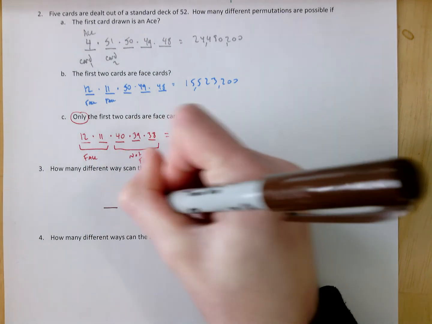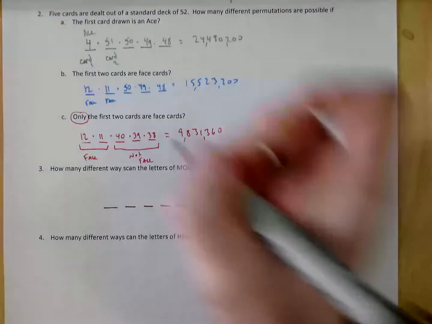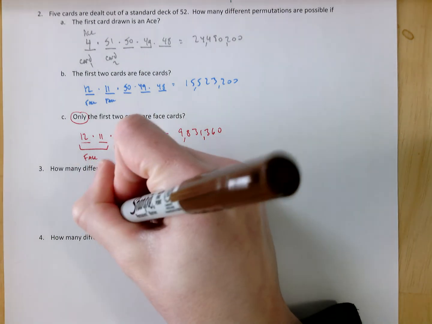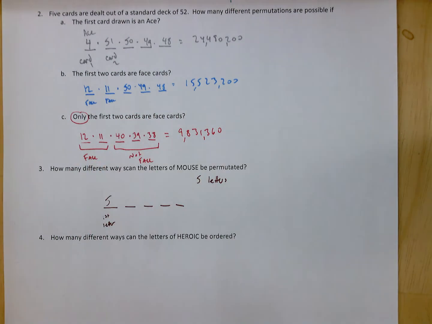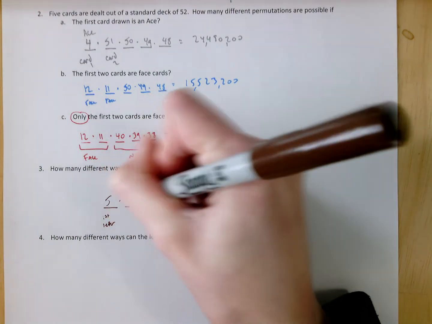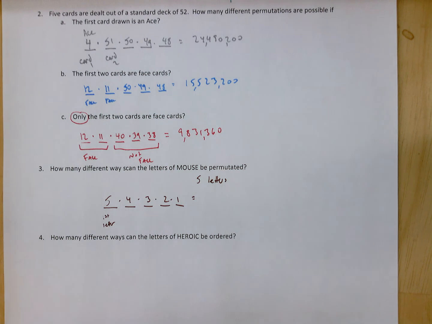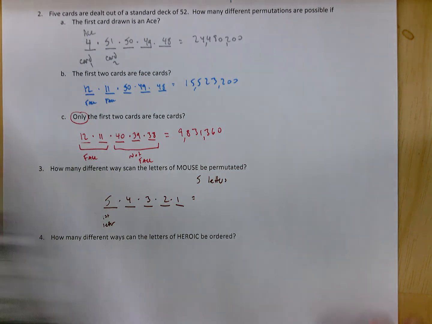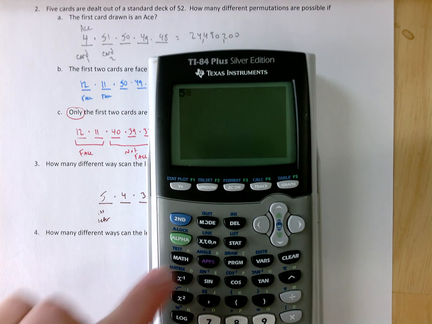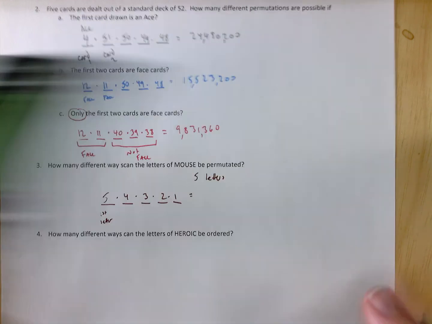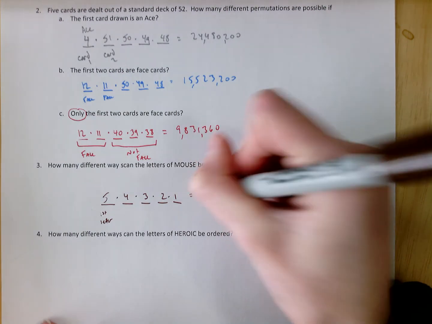So I have 5 spots. Okay. And I've got 5 options for my first letter. So this is the first letter. I've got 5 options for that one. Once I put one down, 4 options, 3 options, 2 options, 1 option. So that's just 5 factorial. And again, you could either type all that out in your calculator, or you can just do 5 and then go to your math menu, go over to probability, and then option 4 is your factorial button. So you could do that either way. So that works out to 120.